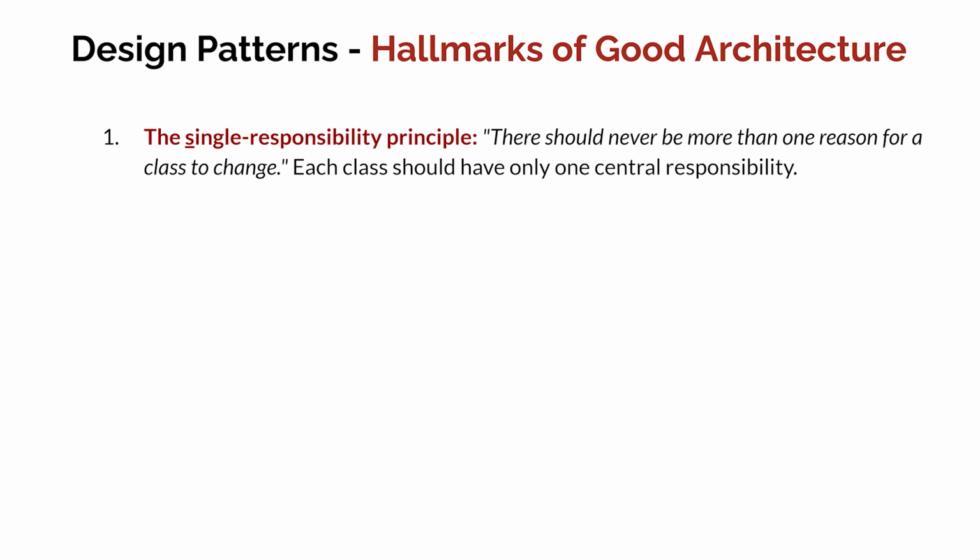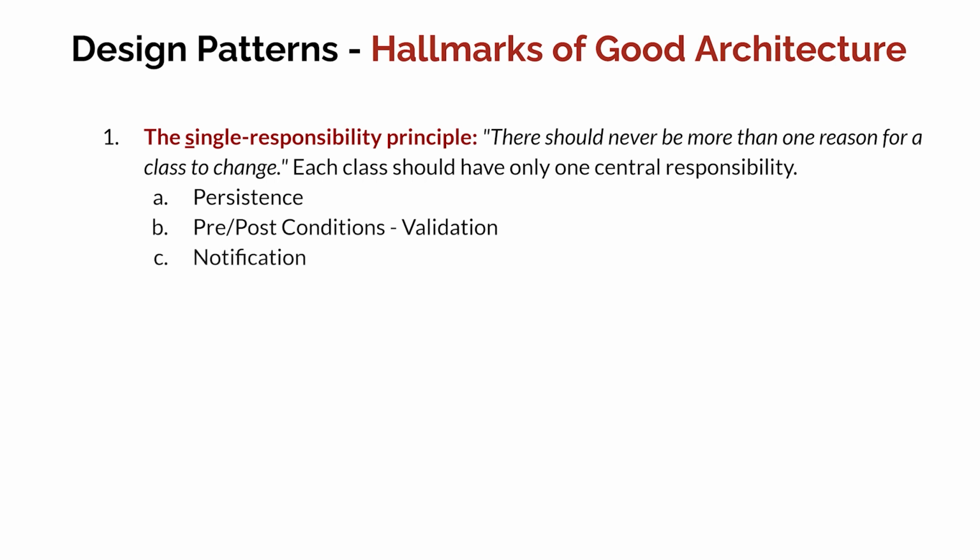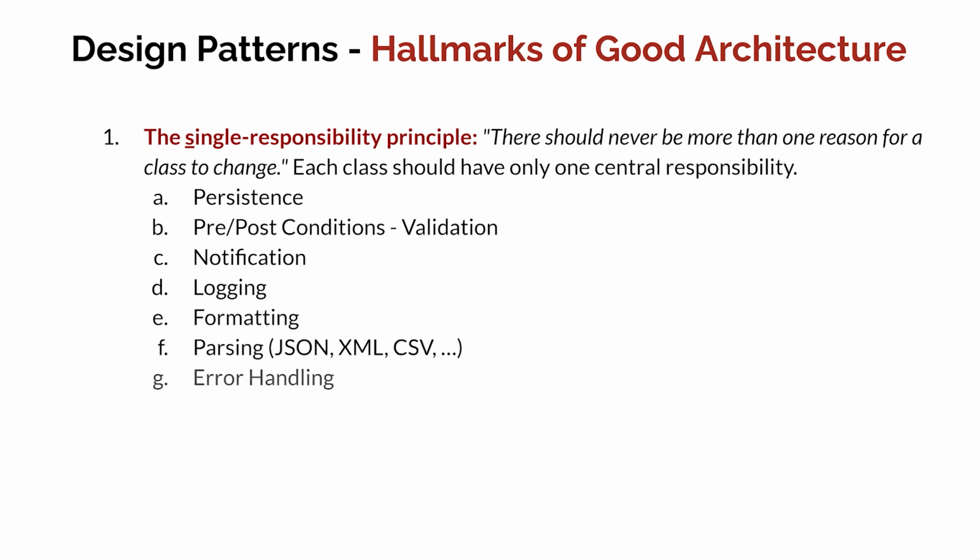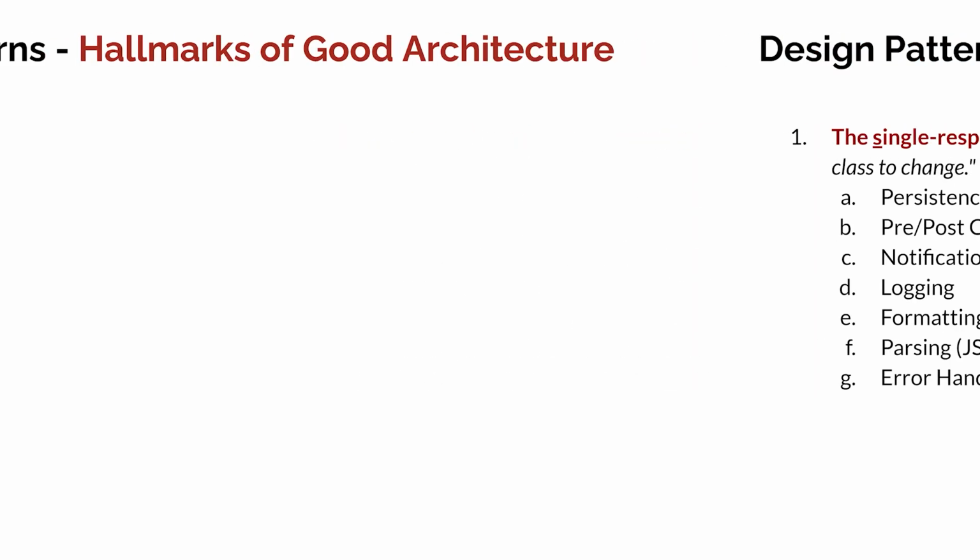First, let's look at the single responsibility principle. There should never be more than one reason for a class to change. Each class should have only one central responsibility. For example, it should only deal with persistence, or it should only deal with pre- and post-conditions, validation in other words, or it should only deal with notification, or only with logging, or only with formatting, or only with parsing, or only with error handling. The idea being that a class should not deal with any collection of these. It should specialize in one thing.